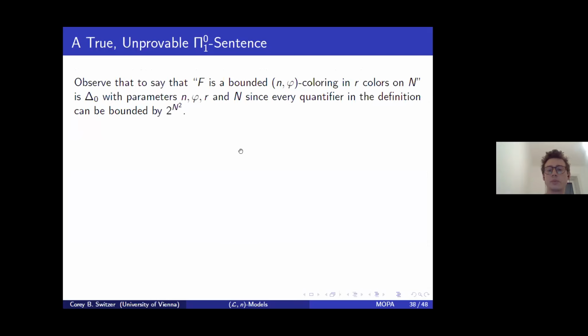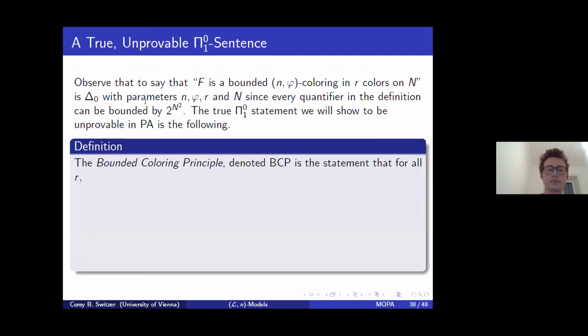Because everything is bounded by this big N, we say that F, a bounded N phi coloring in R colors on N, is Delta^0_0 with these parameters, because everything I said was bounded. So my true Pi^0_1 sentence is the following. It's kind of annoying. I have a lot of parameters. You have to quantify over a lot of things, but so be it.